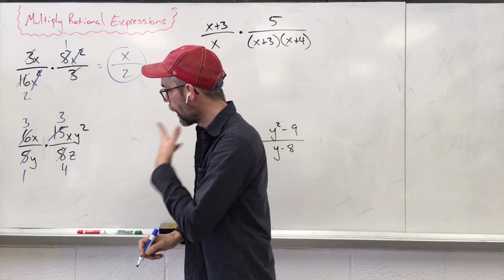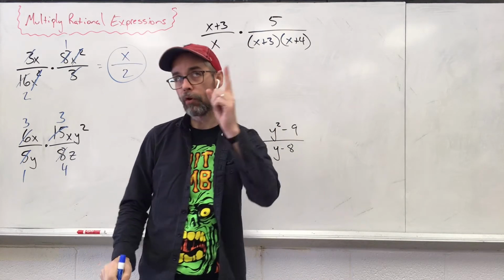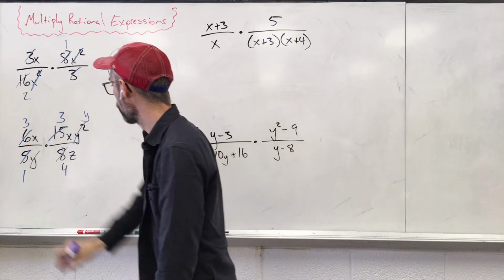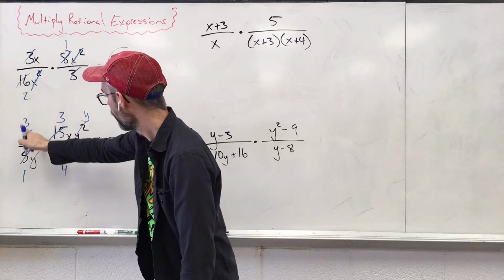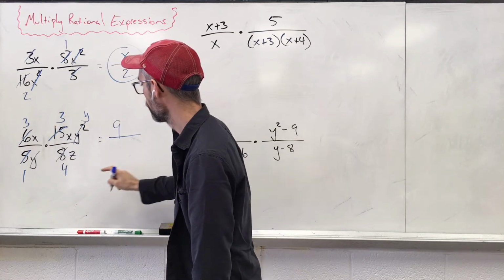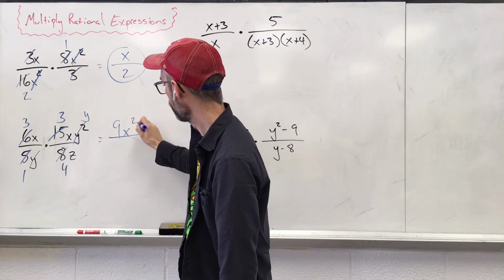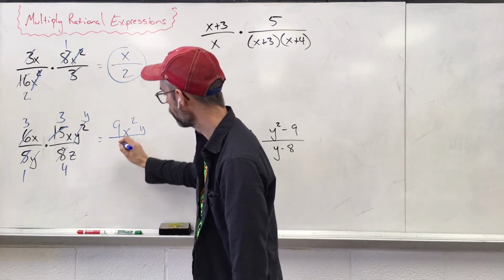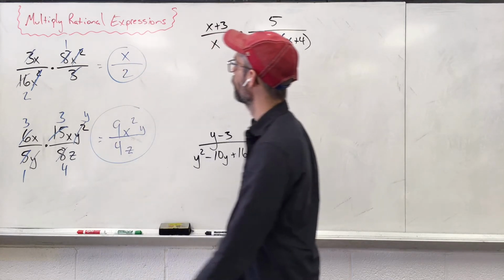And now, how about y's? I've got 1 down here. I've got 2 up top. I have more up top. I've got 1 extra up there. So that's gone. That's gone. We're left with a y. And let's see what we have left. So you have 3 times 3 to give you 9. 1 x, 2 x's, so x squared, and then a y. And then on the bottom, we have a 4, and then don't forget that z. And nothing else cancels, and there's your simplified answer.